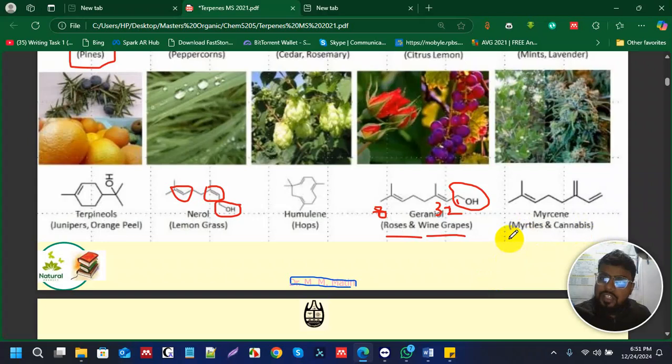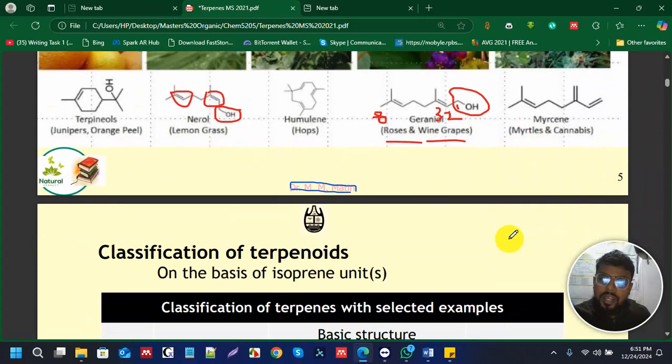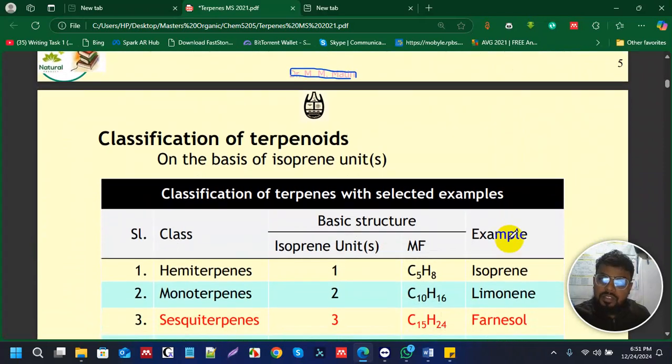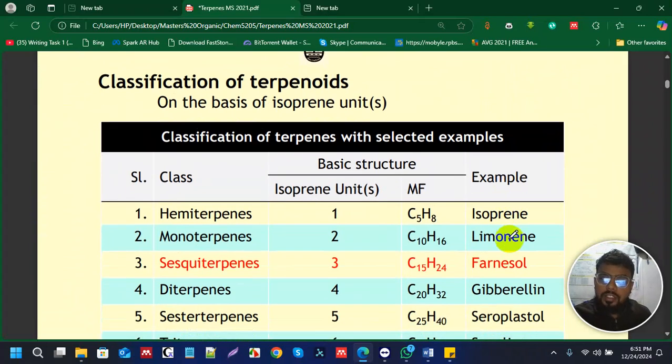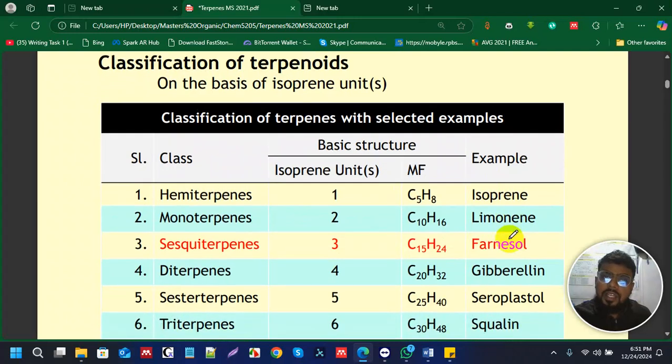These are the generic parts of terpenes, and we would like to go in depth on terpenes in our upcoming lectures. So right now I would like to show the classification of terpenoids on the basis of isoprene units. Classification of terpenes with selected examples.